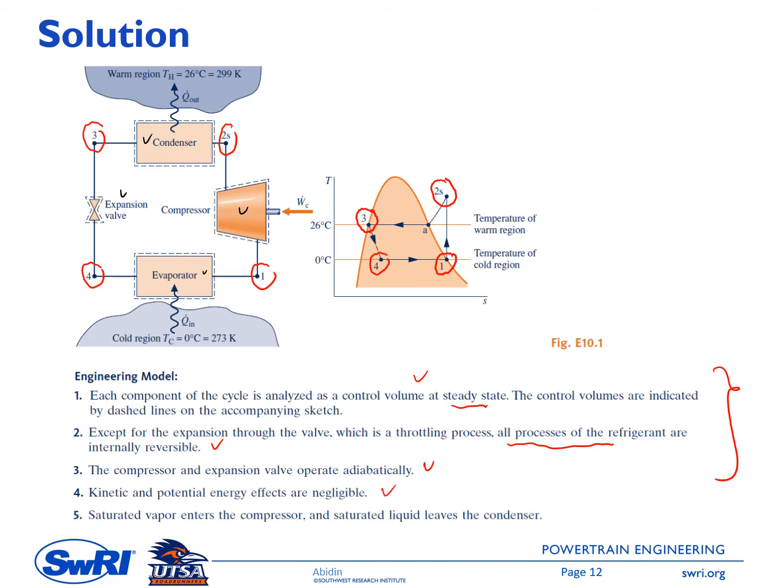And then number 4, we can ignore the effect of kinetic and potential energy change. And number 5, as I mentioned, saturated vapor enters the compressor, so it's point number 1, and saturated liquid leaves the condenser. This is state number 3.